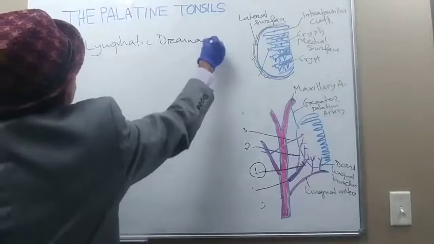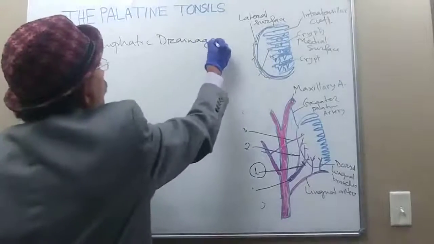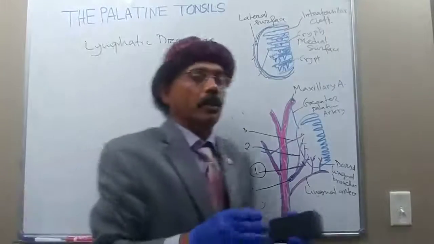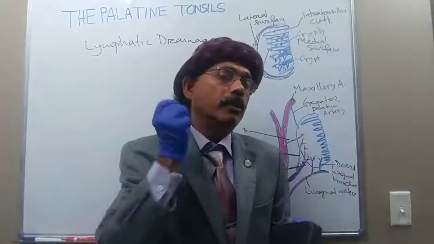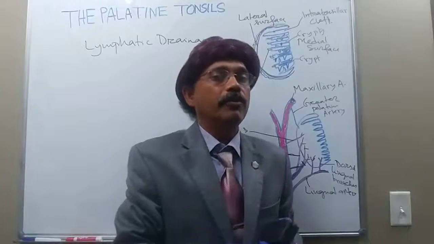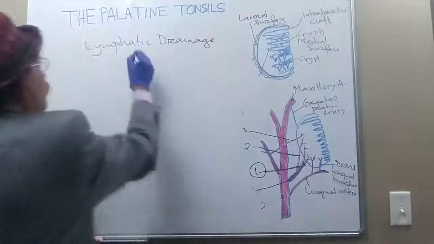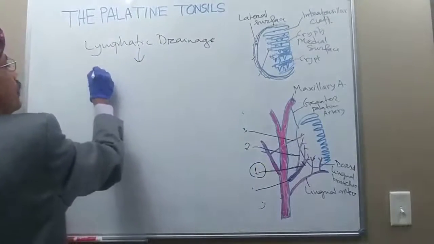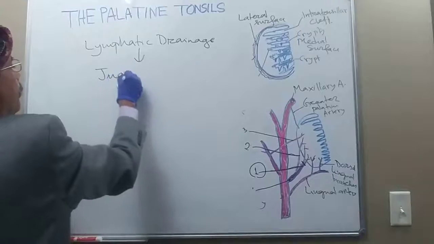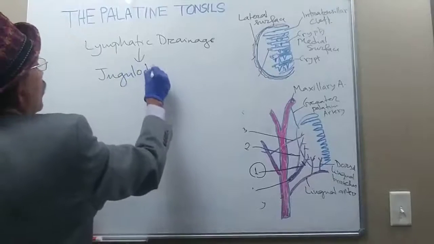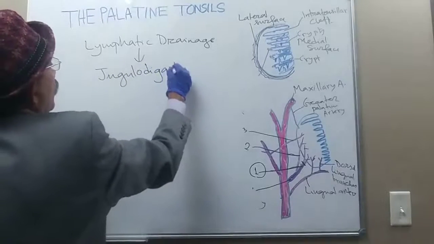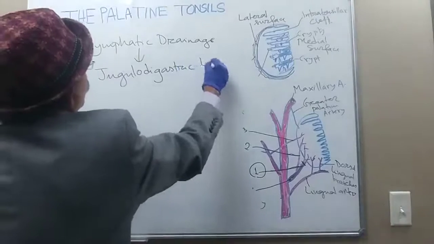Lymphatic drainage, you have to remember that lymphatic drainage mostly goes to the jugulodigastric lymph node, a group of deep cervical lymph nodes. Okay, it goes mostly to the jugulodigastric lymph nodes.